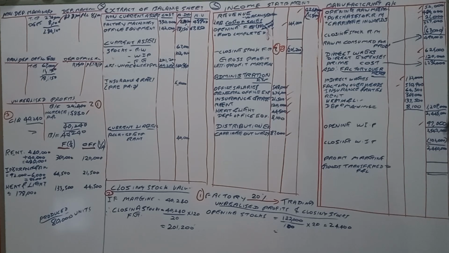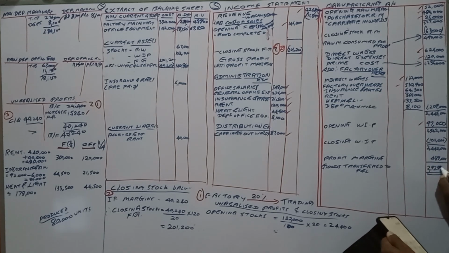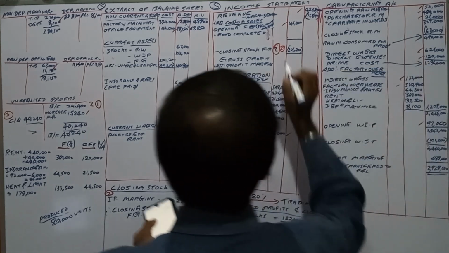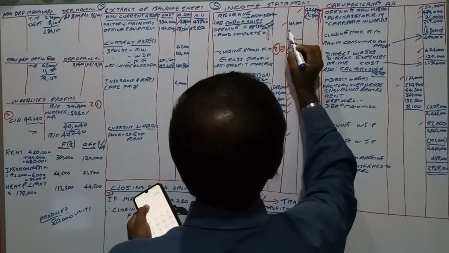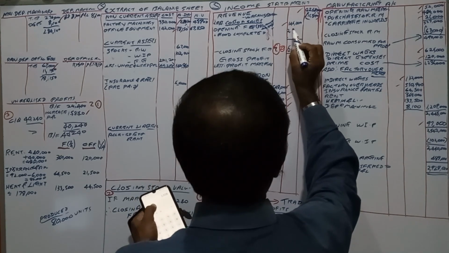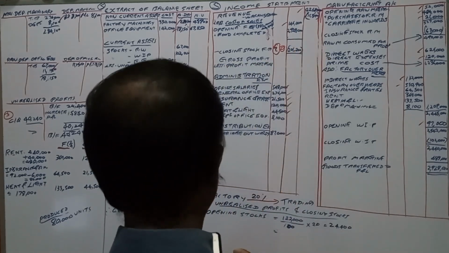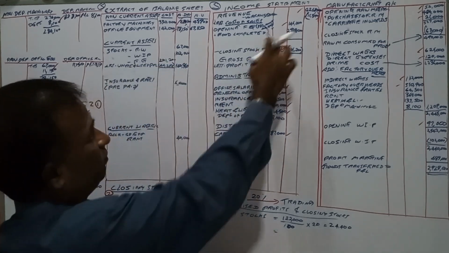What is the profit margin? It is 20%. The profit margin is 488,000, and adding that to 2,440,000 gives 2,928,000, which is the goods transferred amount.